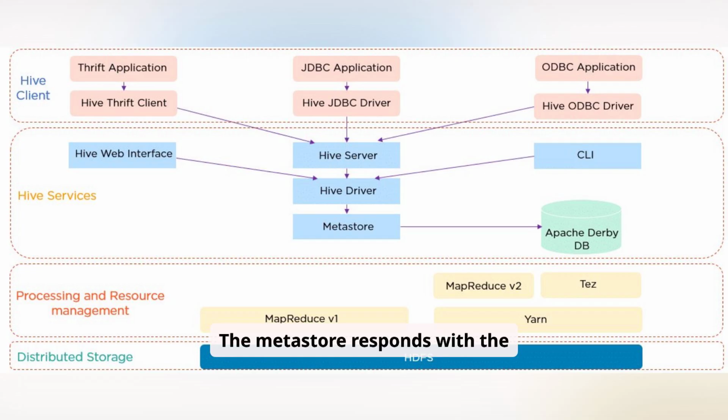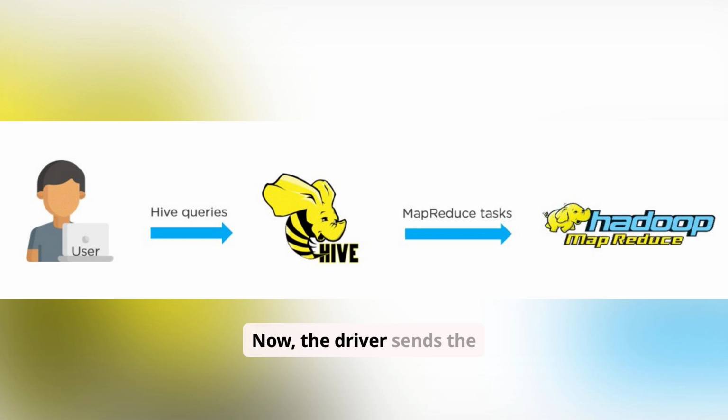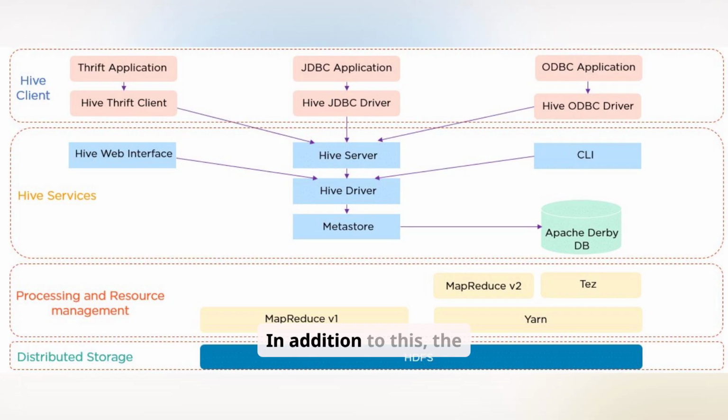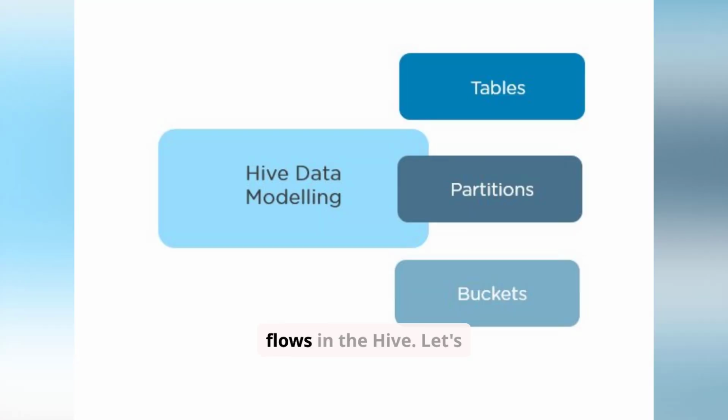The metastore responds with the metadata. The compiler gathers this information and sends the plan back to the driver. Now, the driver sends the execution plan to the execution engine. The execution engine acts as a bridge between Hive and Hadoop to process the query. In addition to this, the execution engine also communicates bidirectionally with the metastore to perform various operations, such as create and drop tables. Finally, we have a bidirectional communication to fetch and send results back to the client. That was how data flows in Hive.